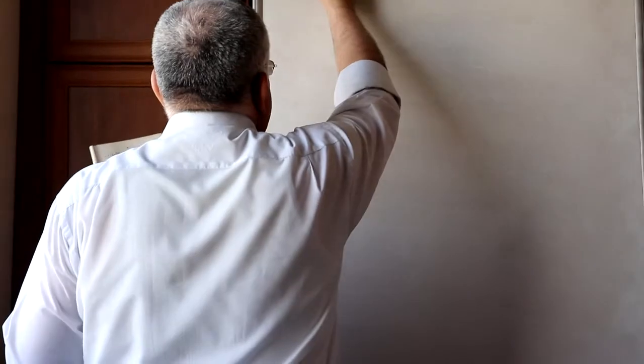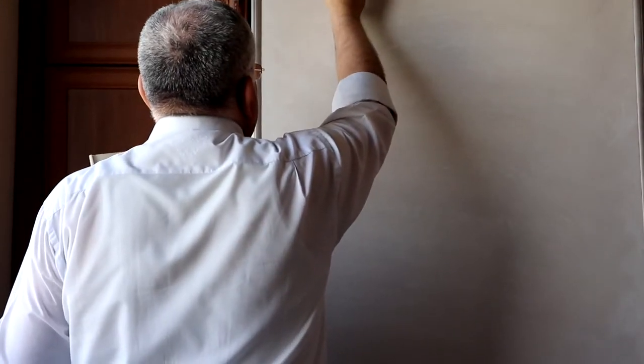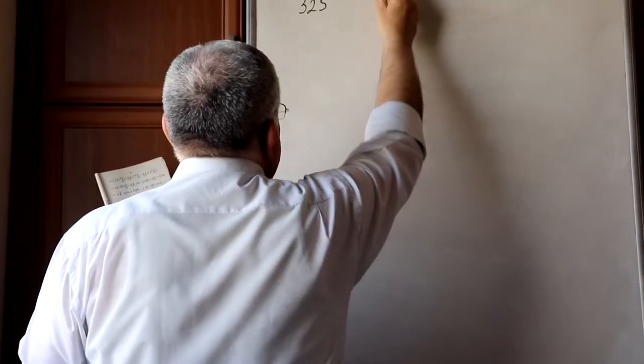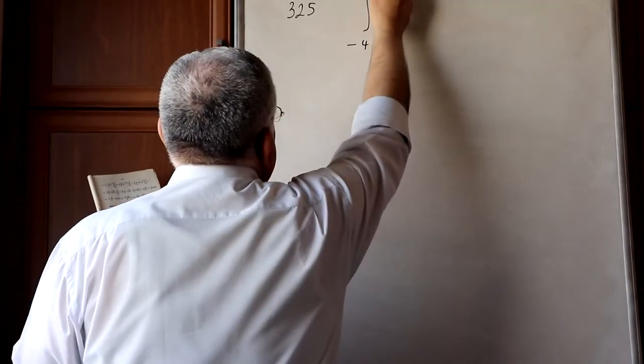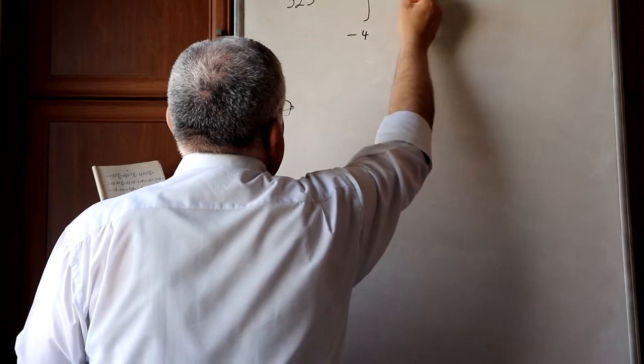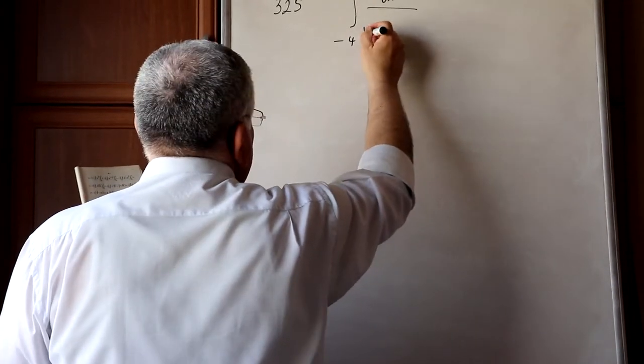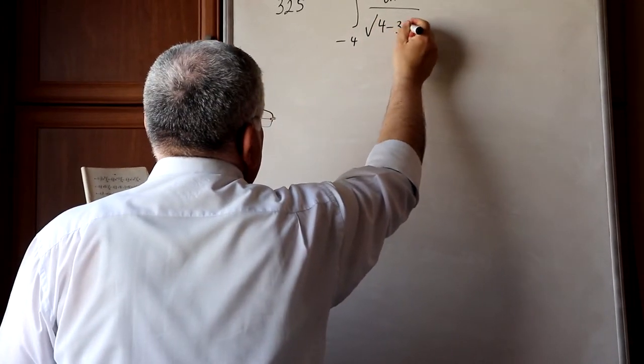Then calculate the definite integral of the linear composite function. For example, 325. Integral from minus 4 to 1 of dx over square root of 4 minus 3x.